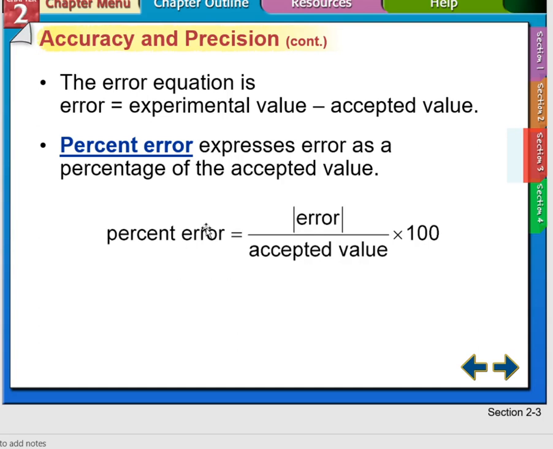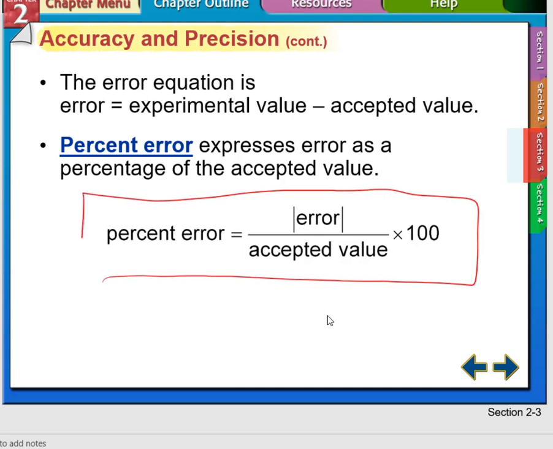Percent error is the absolute value of the error amount divided by the accepted value times 100. So that would be a good formula for you to put in your notes. And error is the experimental value minus accepted value. So if you would rather write it this way, you could just plug that into there. The absolute value of experimental minus accepted all over accepted times 100.